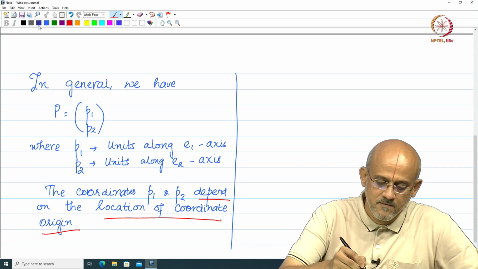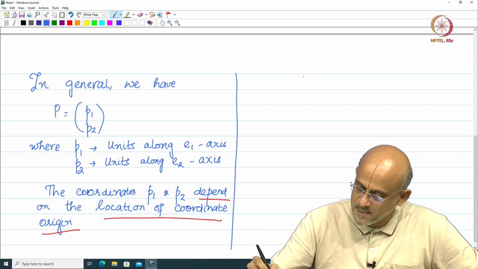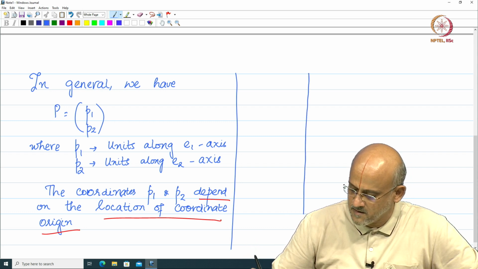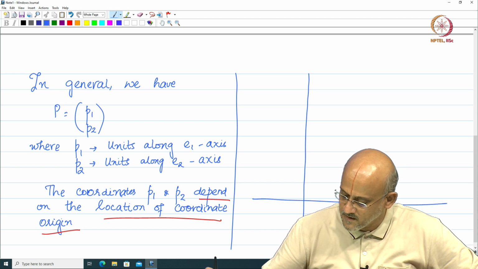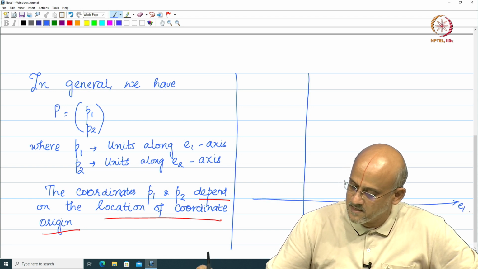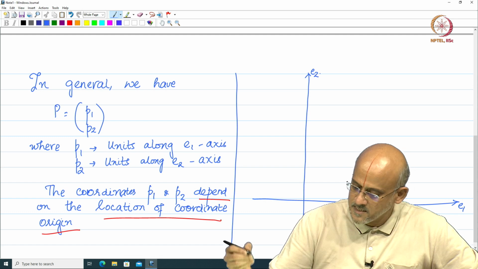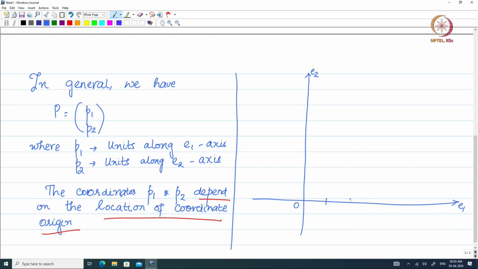So, what we do for that is look at, let us say, 3 different coordinate systems here. Let me take this as the standard E1, E2 axes. I am going to mark 1, 2, 3, 4, 5, 6 and so on. Let us say 1, 2, 3, 4, 5 and 6. Now, what we do is we are going to mark this point, let us say, as an example.